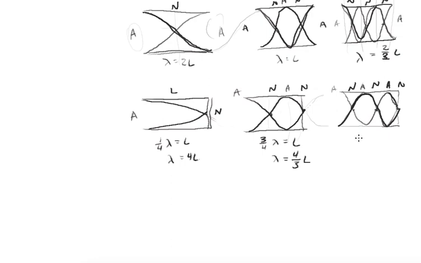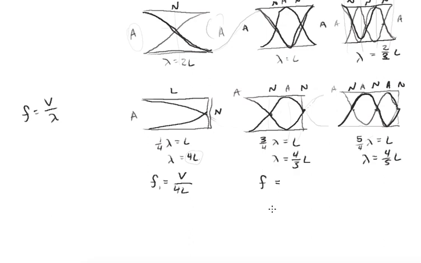1 1/4, that's 5/4 lambda is L, right? That's 1 1/4, because we have 1 1/4 waves in the length of L. And then that means that lambda is 4/5 L. Okay, so let's write the frequencies for these. This is our first one. It's, remember, f is v over lambda. So it's v over 4L, because that's what lambda is, 4L.